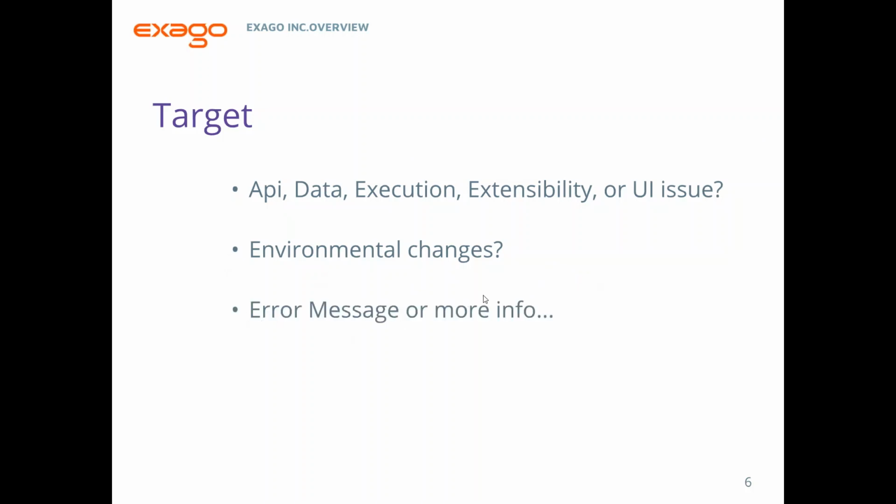And then, of course, did we get an error message, and do we need or have some more information? This is something we'll talk about in just a little bit as well. Sometimes if you see an issue in Exago, a report execution stops and it says an error has occurred, we're going to want to get more information on that, and we're going to talk about how to do it.